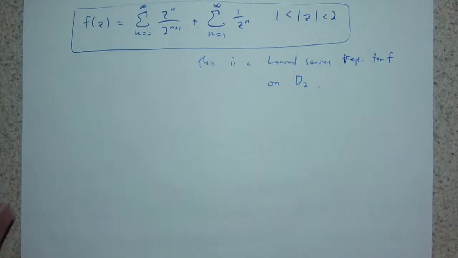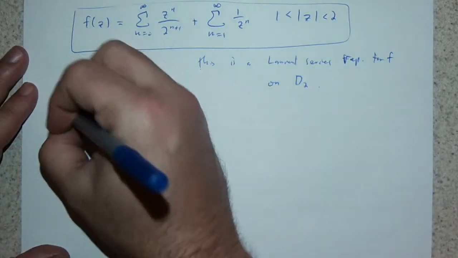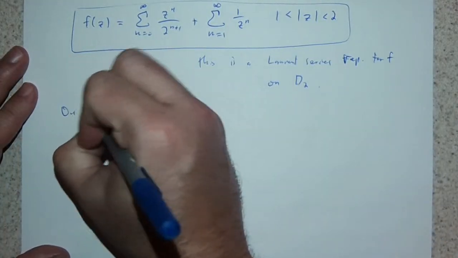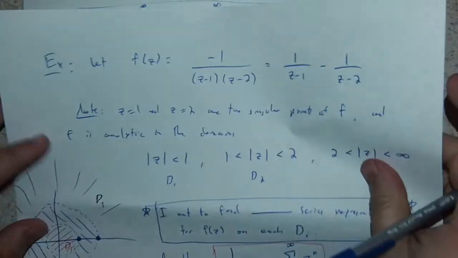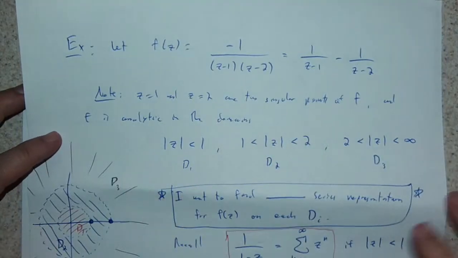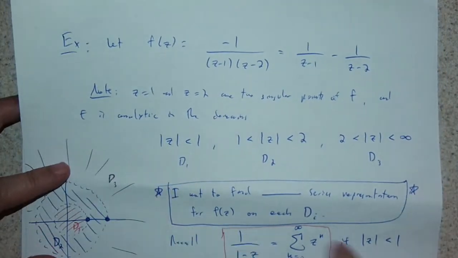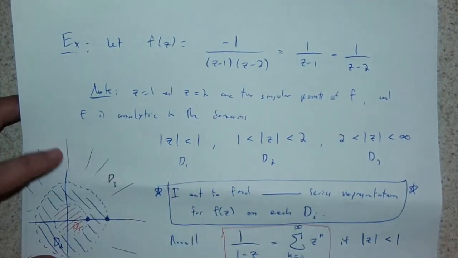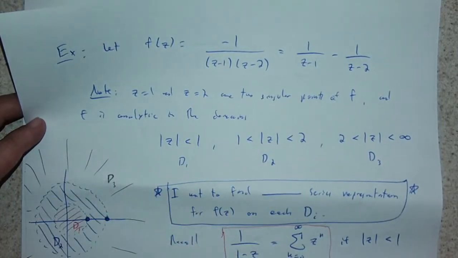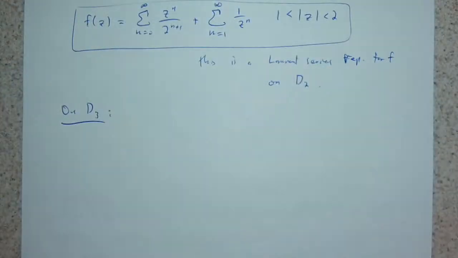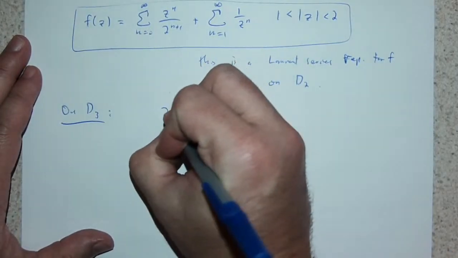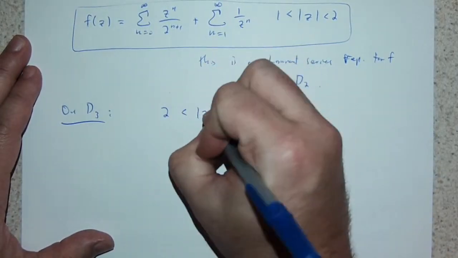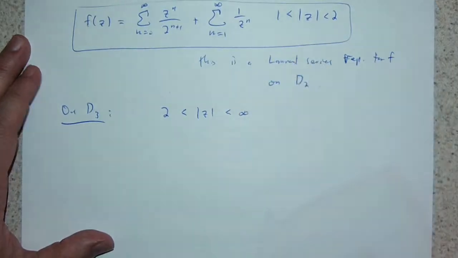Let's do the last thing here. So on D3, what is the expansion? Again, let's go back to our picture. D3 is the domain that is exterior to the circle, the open circle of radius 2. So it's exterior to that. It's all this stuff out here. So this is my domain here, right? So D3. So the modulus of z is strictly between 2 and infinity.